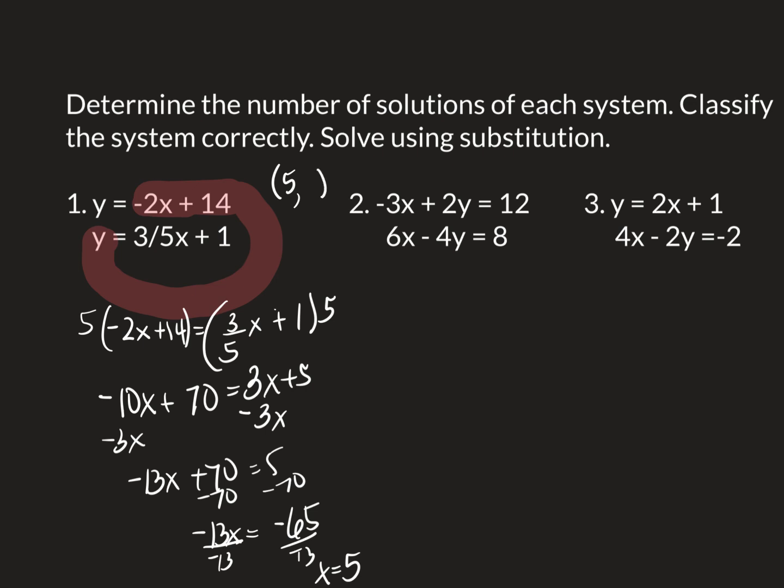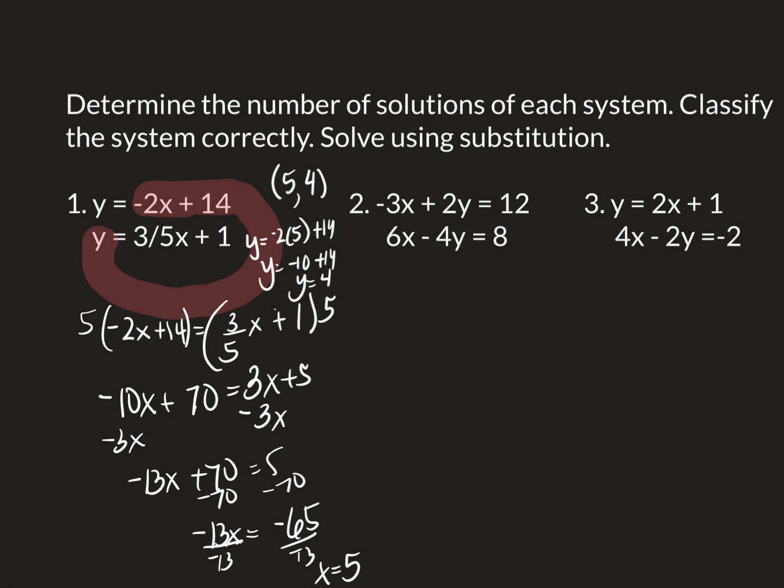Now to find my y value, I'm going to put it into that top equation. Y equals negative 2 times 5 plus 14. So y would equal negative 10 plus 14. Y will equal, it looks like, 4. So 5, positive 4 is the solution to that first system using substitution.